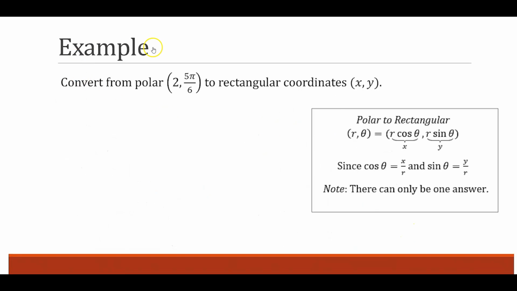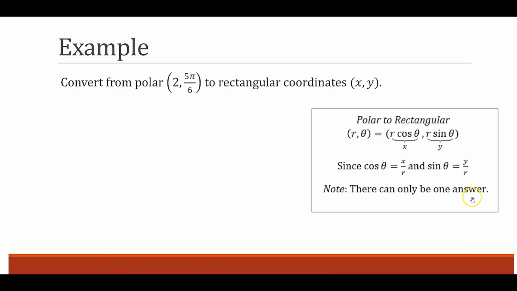In this example, we want to show how to convert from polar coordinates, so 2, 5 pi over 6, an r, theta, to a rectangular coordinate, the x, y type of coordinate. So we have a conversion factor here. So if we start with an r and a theta, then to get to an x, y, we're going to have r cosine theta as our x value, and r sine theta as our y value. And those are coming from our definitions of sine and cosine. Cosine of theta is an x value over the radius, and sine theta is the y value over the radius.